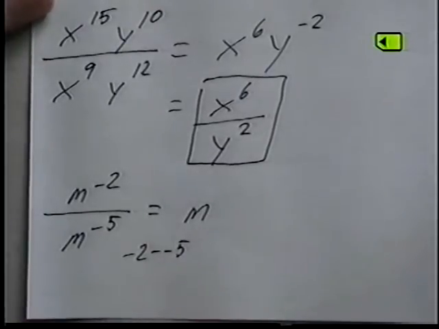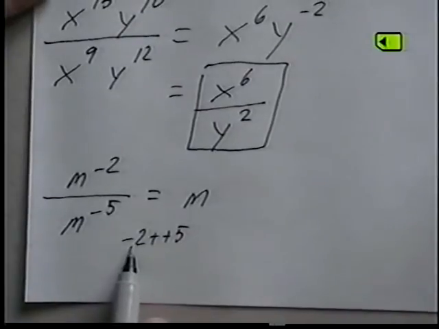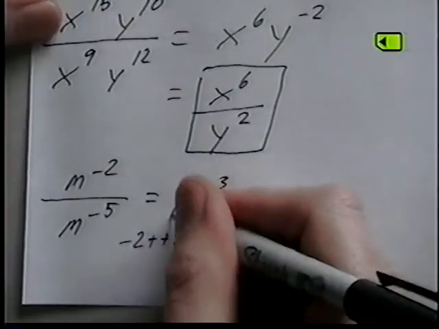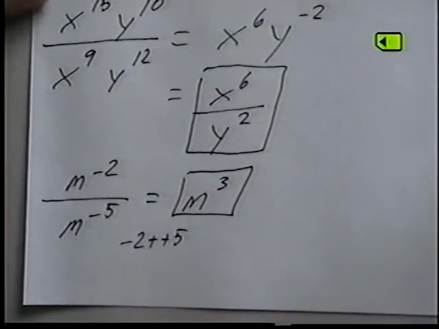Minus minus, you can switch to plus plus. And now you have negative 2 plus 5, which would be a positive 3. Subtract the numbers, 5's bigger, keep it positive. Final answer, m to the third power, or m cubed.